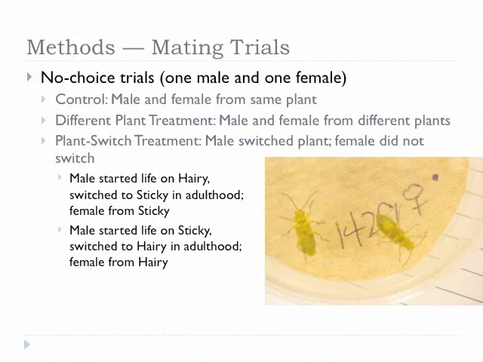So for the controls, I have the male and female both coming from the same plant. And then I had another treatment where the male and female came from different plants. So say the male's from Harry, the female's from Sticky, across the railroad tracks, all the way across town. I wanted to see what happens if one of them has switched plants.